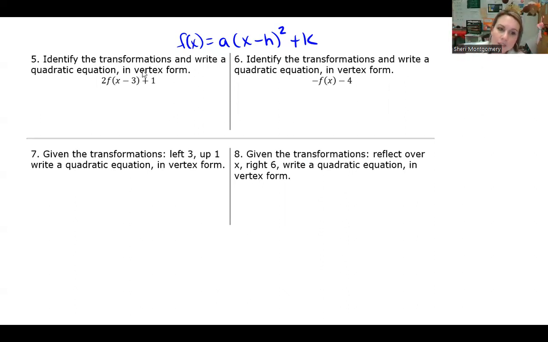But it says identify the transformations. Let's talk about what they do. What is the 2 going to do to my graph? It's going to affect A. And if my graph is normally like this, what is a 2 going to do? It's going to stretch it, make it more narrow. It's going to stretch the graph.